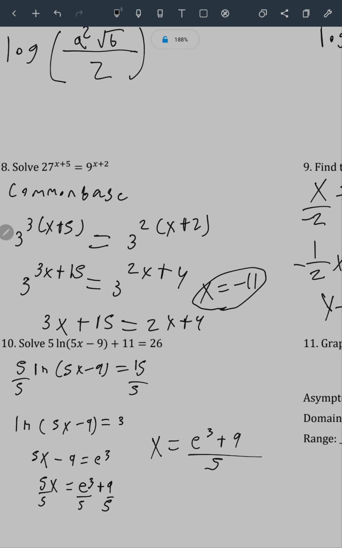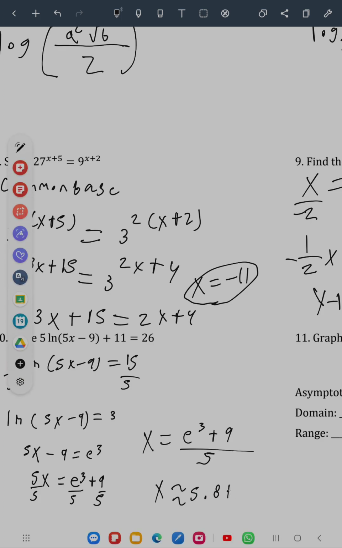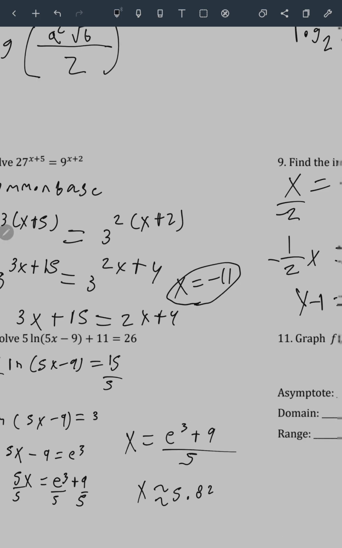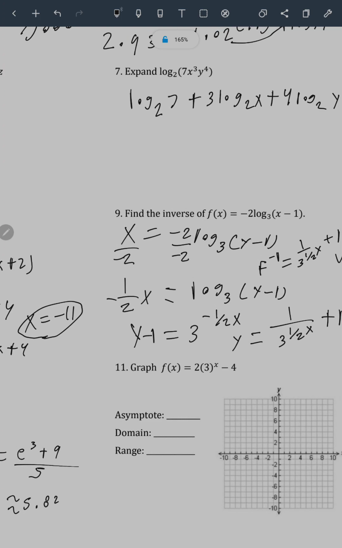And if you want a calculator, then it's roughly 5.81 or 5.82. There you go. All right. Now we have to move on to graphing.